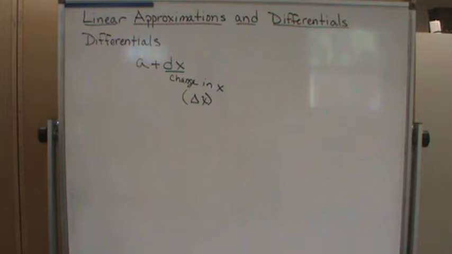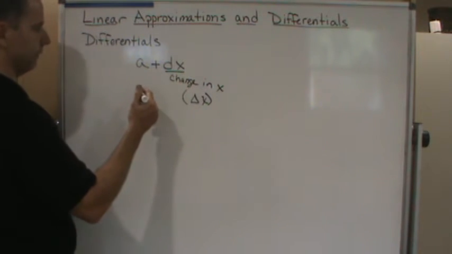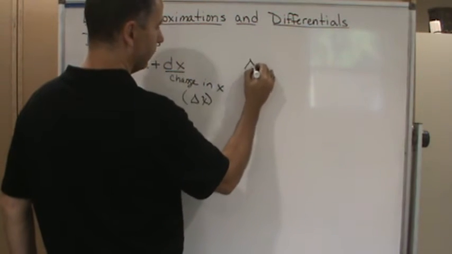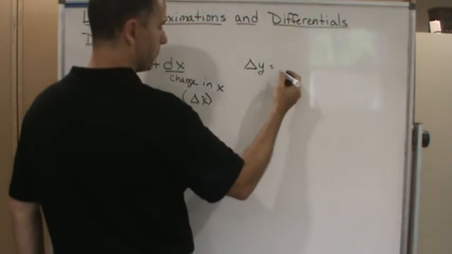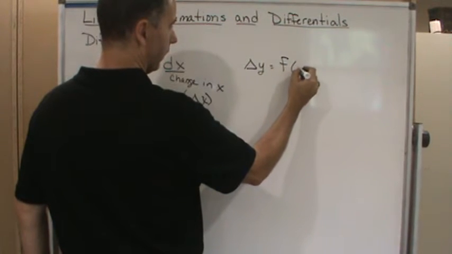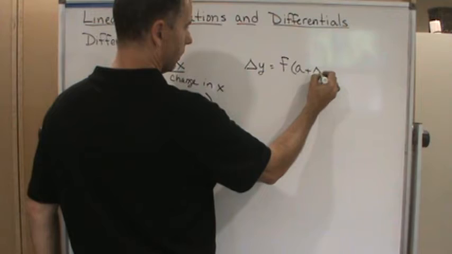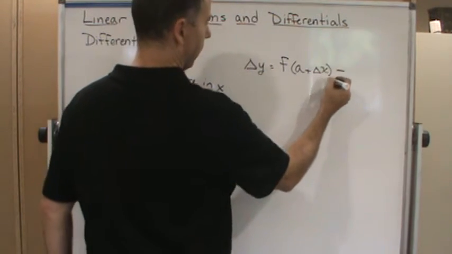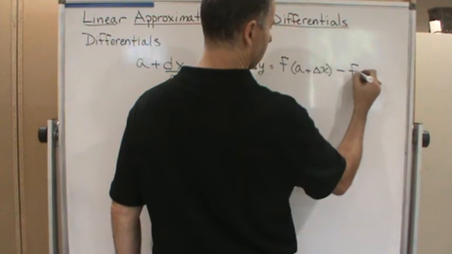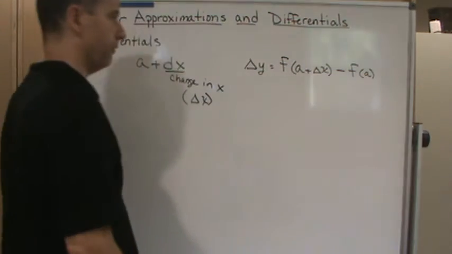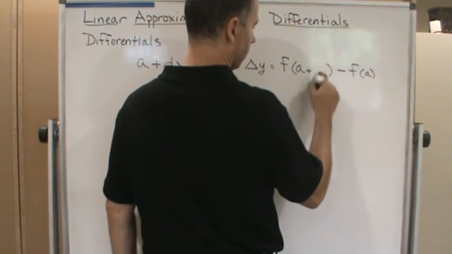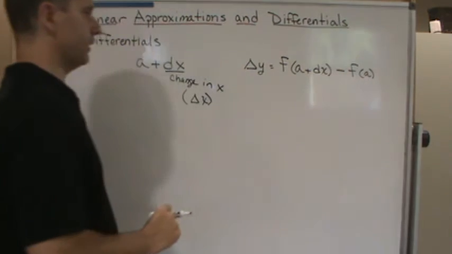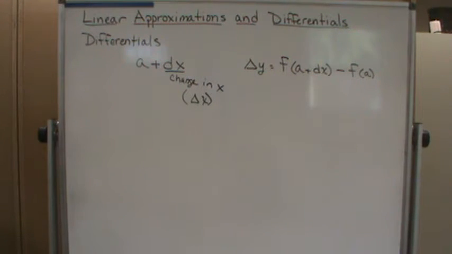Now the change in y is given by what? So the change in y is given by f of a plus delta x minus f of a.